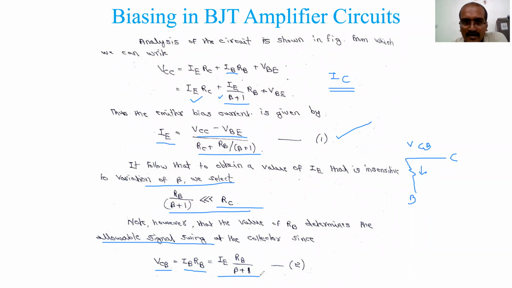So I have applied the KVL at the input side. I got this equation, and from that I got the IE value. Then I have written the 2 points. One point is RC value should be much larger than this factor. And to get the maximum signal swing, VCB should be this value. That's it. Now we'll solve the problem on this.